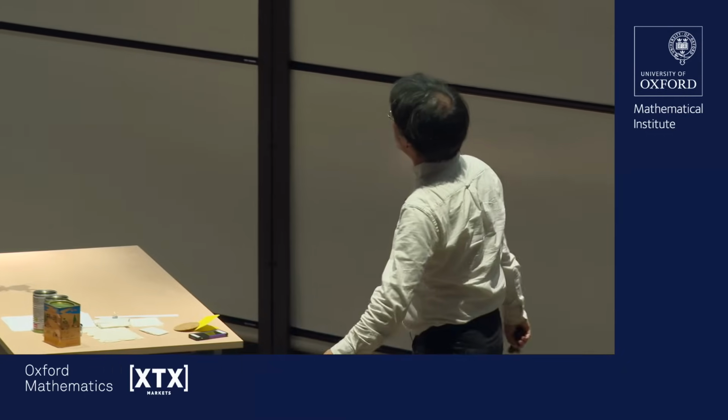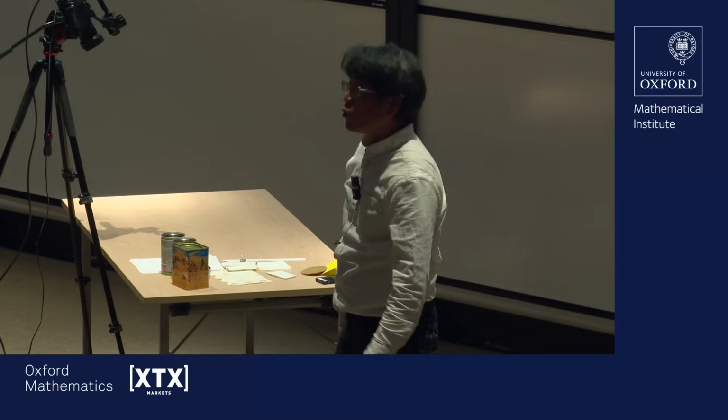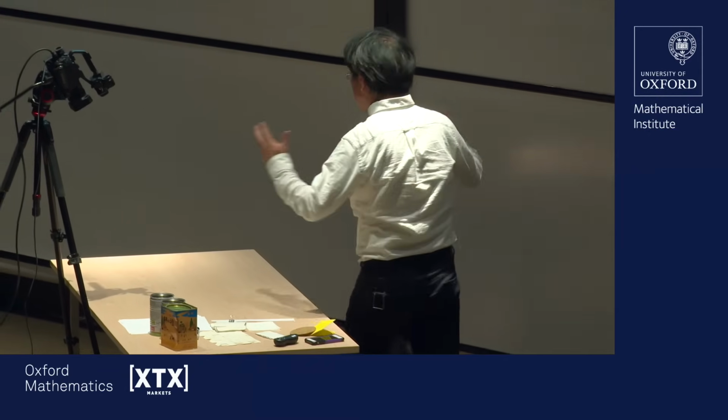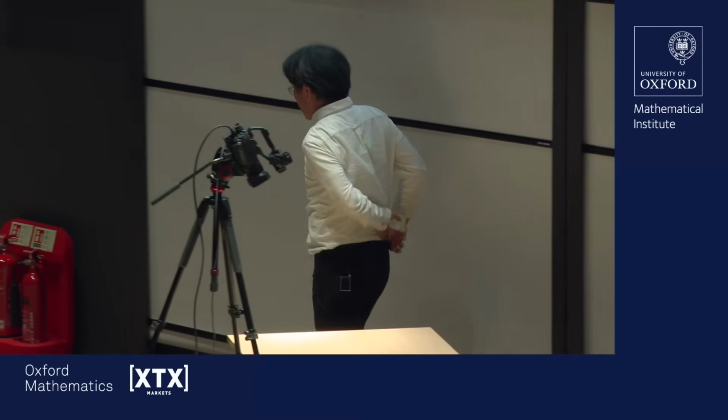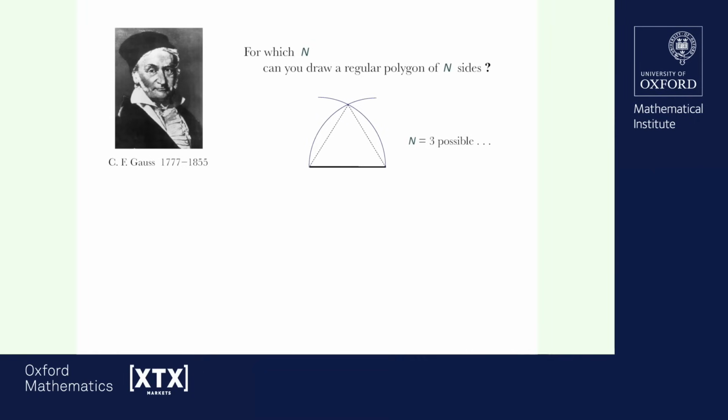Now, next, do you recognize this person? He looks rather grumpier than the first one, but he is no less of a giant in mathematics. That's Carl Friedrich Gauss. And he, too, left a lot for us to think about. He stands at the junction between the 18th and 19th century. And one of the simpler problems that he allowed us to solve is this problem.